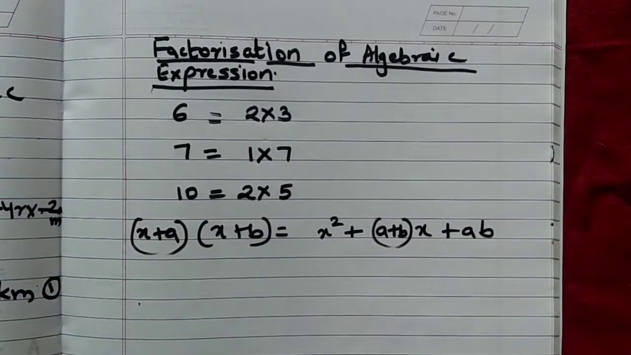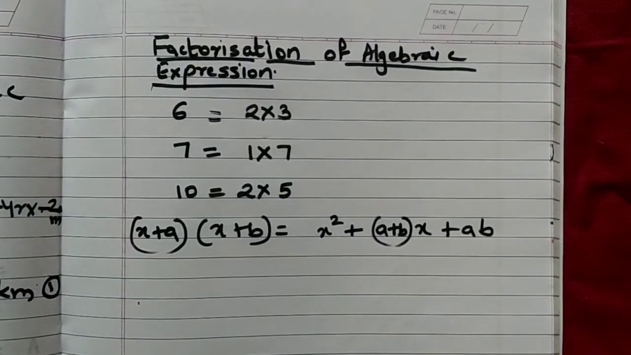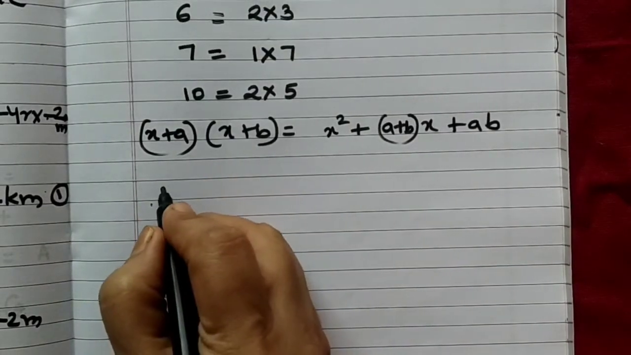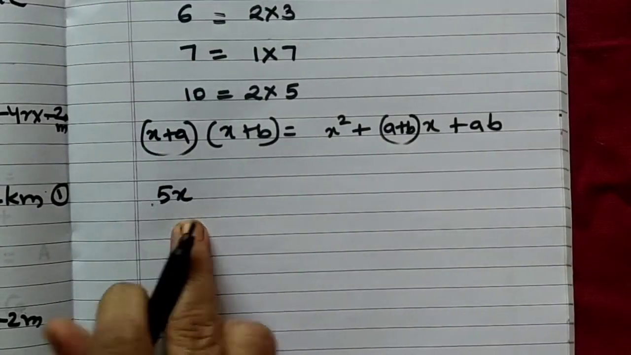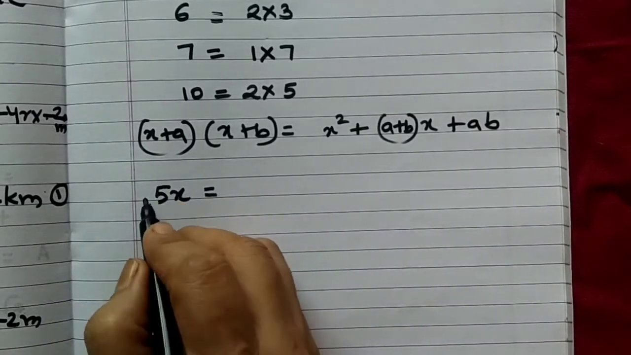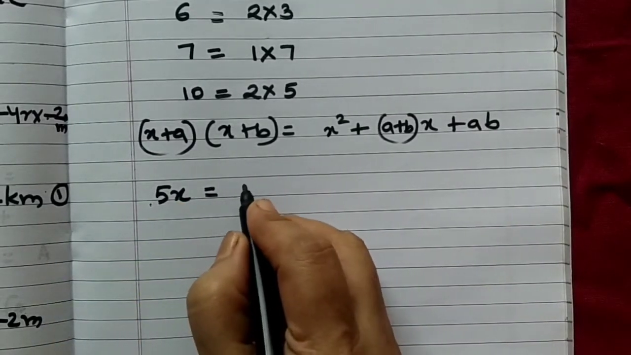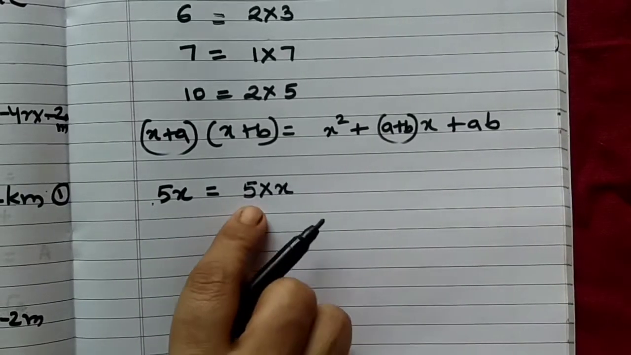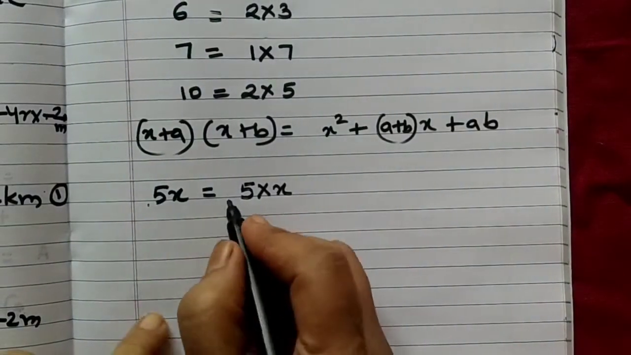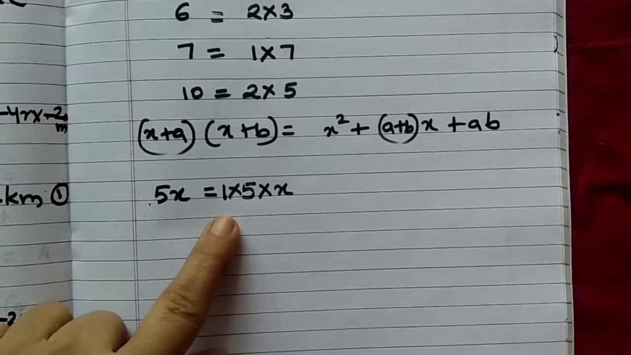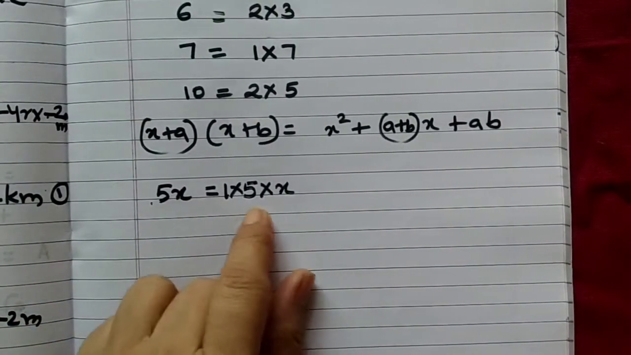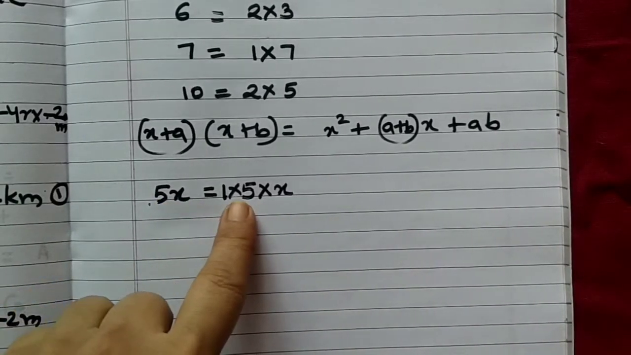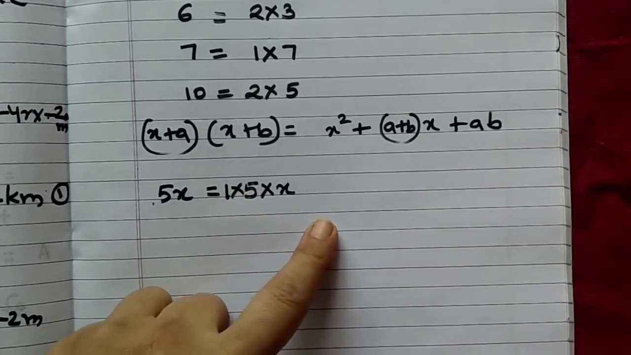Now how are we going to do that? For that, let us start with small algebraic terms where we find the factors. Suppose I take the term 5x. What are the factors of 5x? First we have to find the factors of 5, which is 1 into 5. So you can write it as 1 into 5 into x. The factors of 5x are 1 multiplied by 5 multiplied by x.